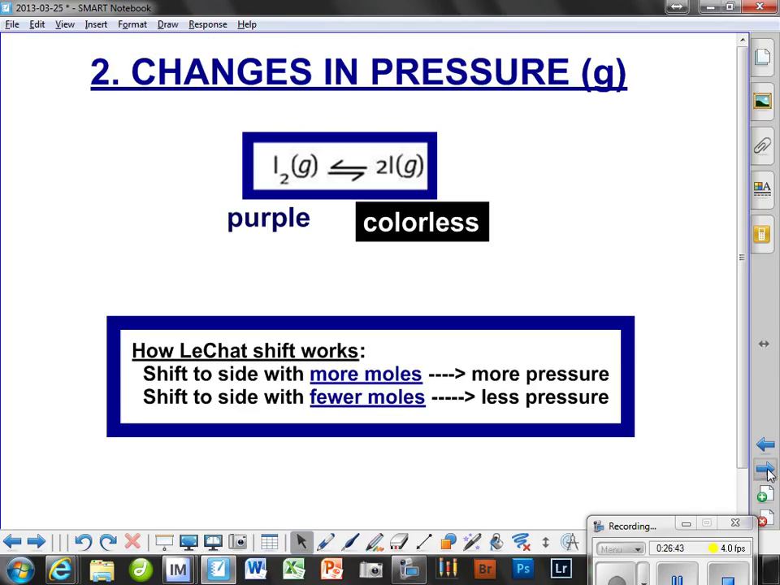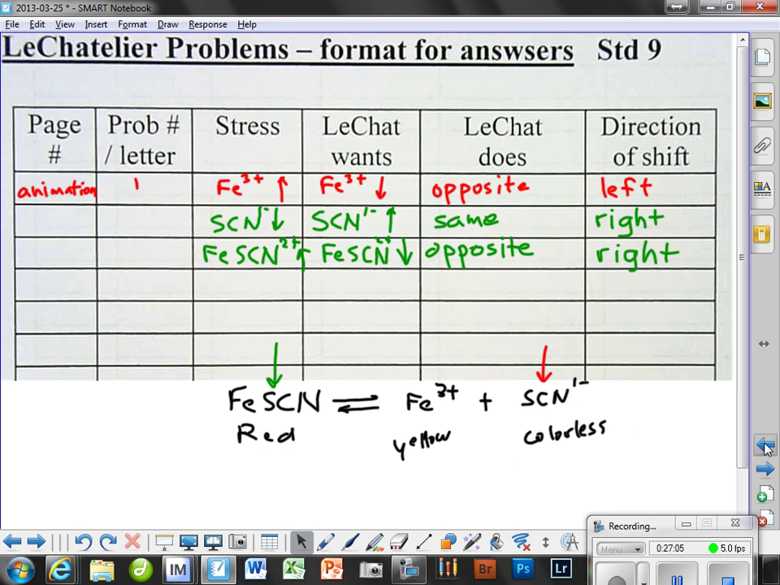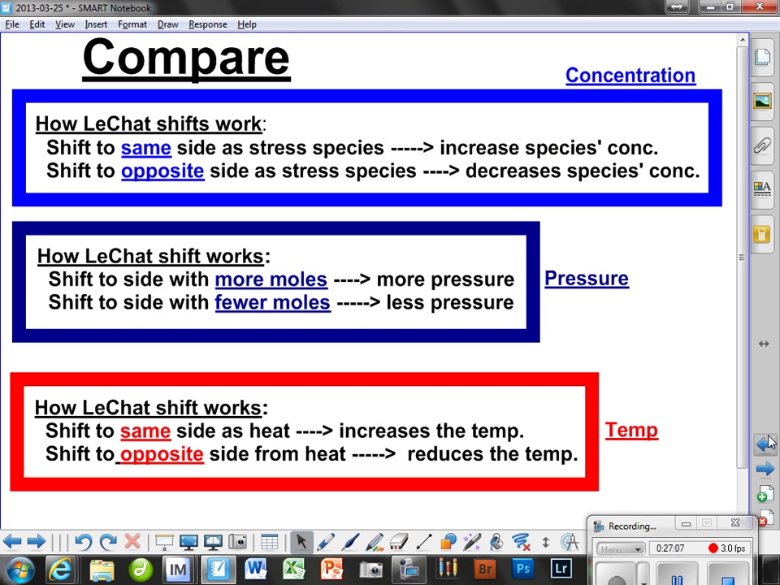So let's go ahead, and this was the guy that you copied down that dealt with this. And you'll notice what I'm saying now. These are going to start to make sense to you. Shift to the side with more moles. How is this different than what we did before? What did we do before? Here, let's go back. What did we do before?